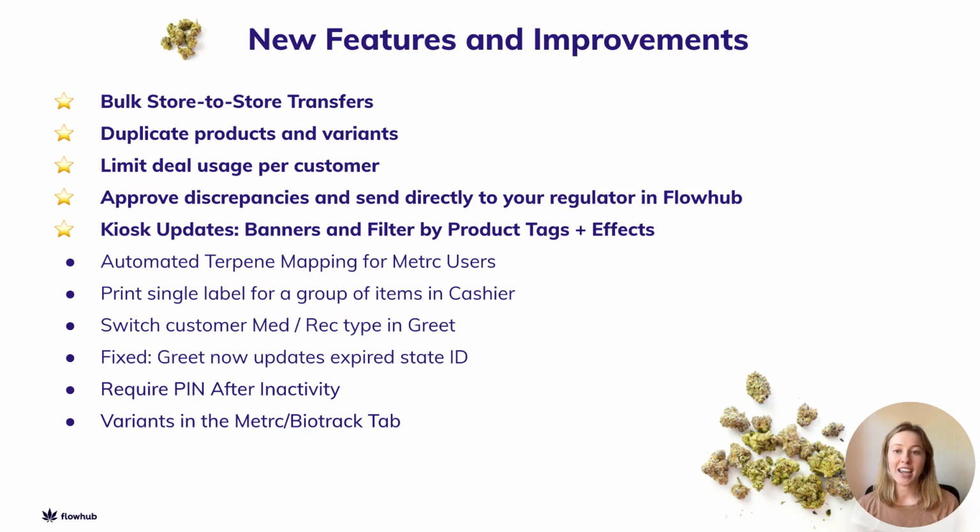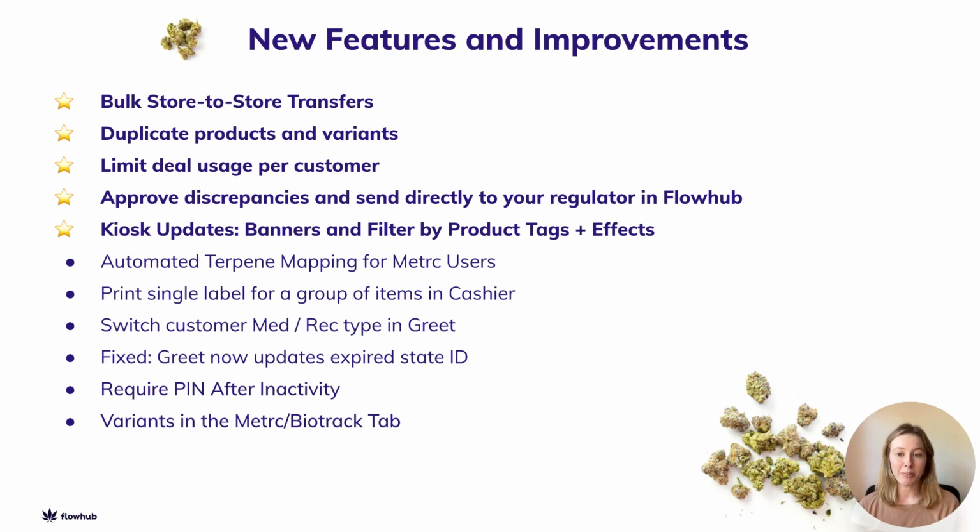We've also added in a new feature in deals to limit deals per customer. So if you only want a customer to be able to use a deal twice, you can set that up. In addition, we've added in new functionality and a workflow improvement to allow you to approve discrepancies and send them directly to your regulator from the Flowhub inventory tab, instead of also having to go into the metric tab to do that. And we've added in some kiosk updates. Those include uploading banners and filtering your banners and carousels by product tags and effects.